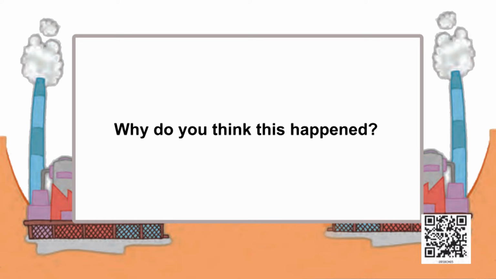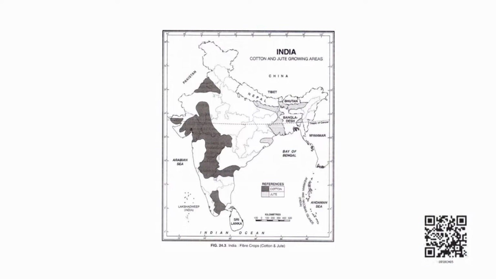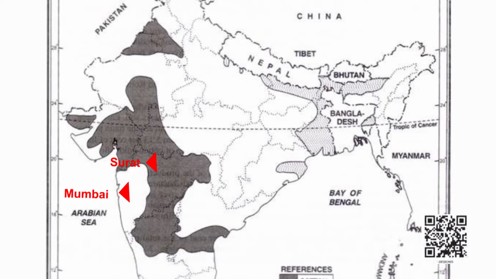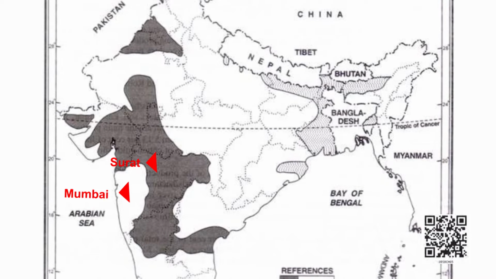Why do you think this happened? The regions of Maharashtra and Gujarat were suitable for the production of cotton, thus ensuring a sufficient supply of raw material to the industry. Look at this map. You will find the areas that grew cotton in India marked in black. Places such as Mumbai and Surat had a seaport, making it easier to import and export products.